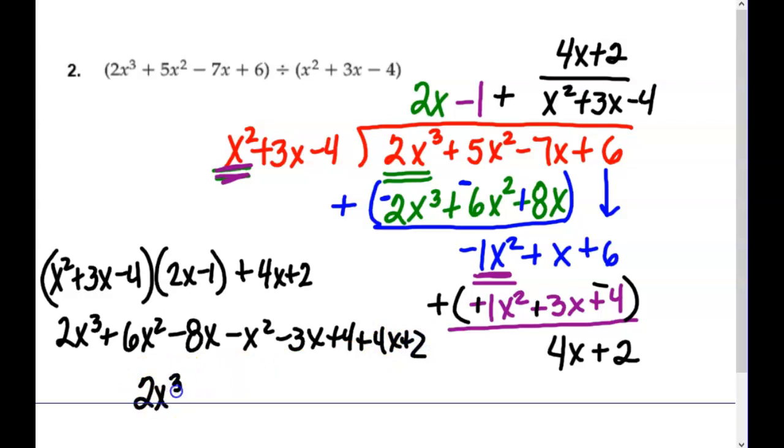So I got a 2x cubed, a 6x squared minus 1x squared would be a 5x squared. A negative 8x minus 3x is negative 11, plus 4 would be negative 7. And there was a 4 plus a 2. Okay, so it does, when you multiply divisor by quotient and add the remainder, you do get back to the dividend. All right, that was my check.